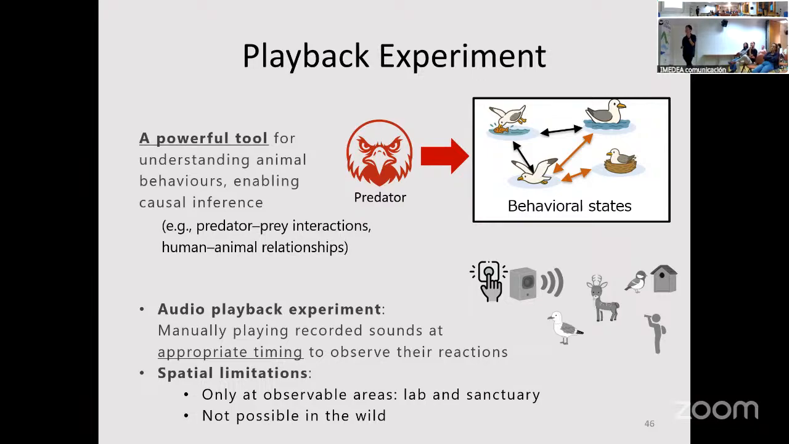But this study focuses on audio playback experiments. Researchers observe animals and manually play recorded sound at appropriate timing, for example, by pushing a button or something. But it has spatial limitations, so it is only possible in an observable area, and not possible in the wild.